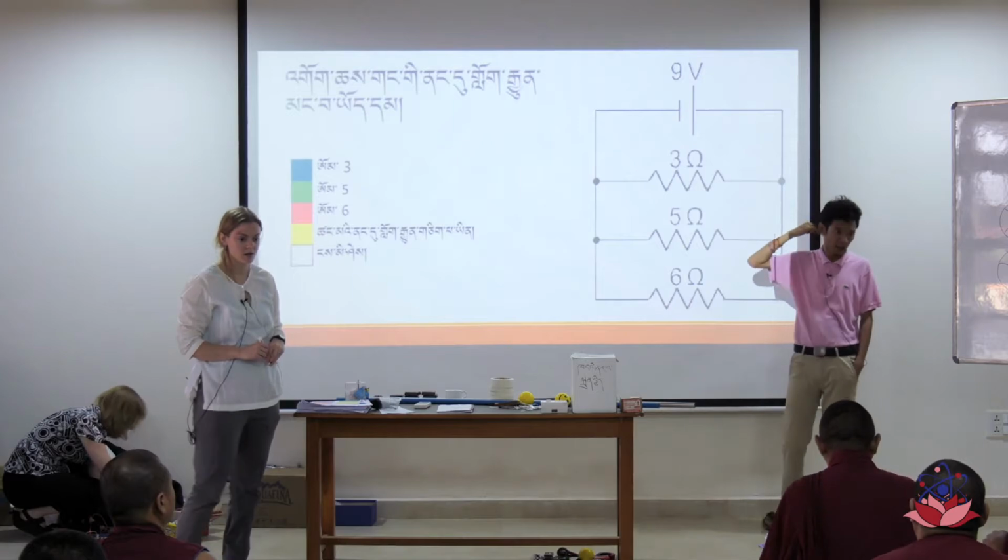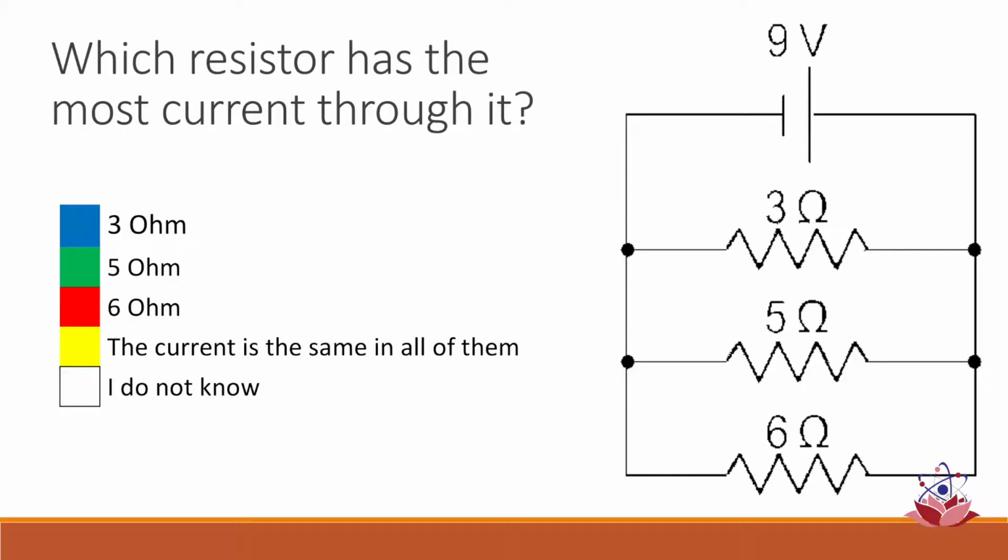And what we want to know is which resistor has the most current going through it. The 3 ohm, the 5 ohm, the 6 ohm, or are they all the same?